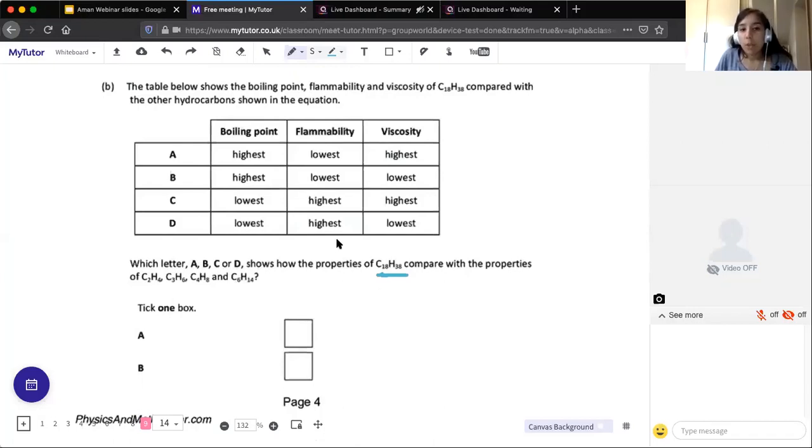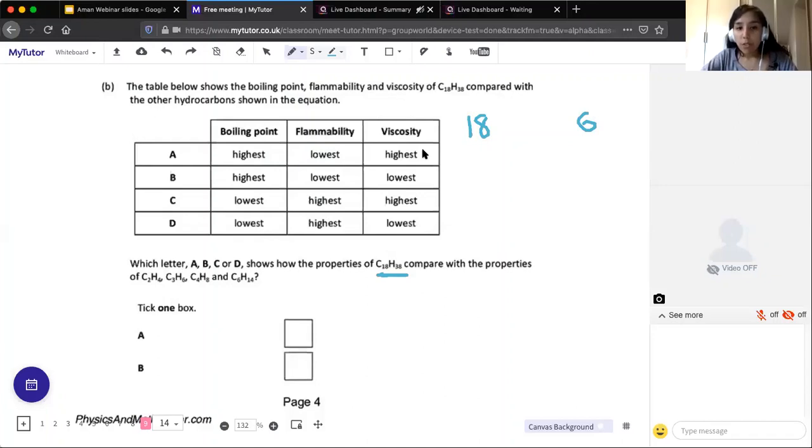So for those of you that might be a bit confused, essentially this question is asking which one shows the property of a longer hydrocarbon, C18H38, compared to shorter hydrocarbons. So we've got a hydrocarbon with 18 and a hydrocarbon with 6, for example. Which one shows the properties? So with the one with 18, is it going to have a higher or lower boiling point? Is the flammability going to be lower or higher? And is its viscosity going to be higher or lower?